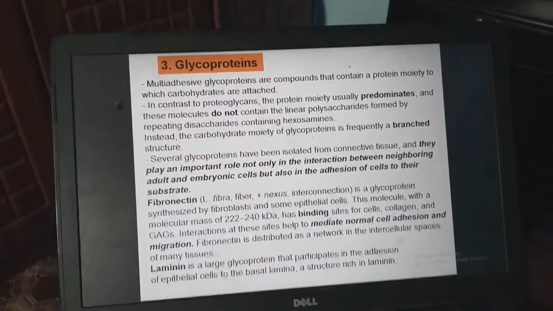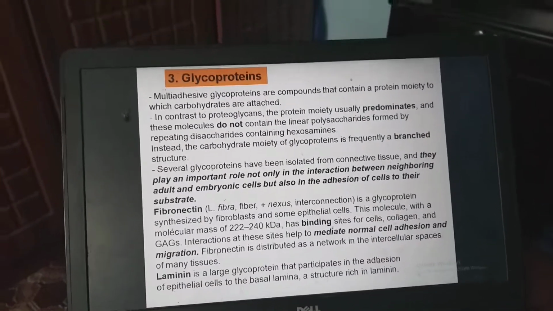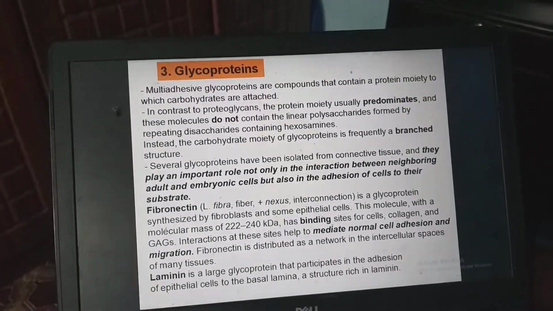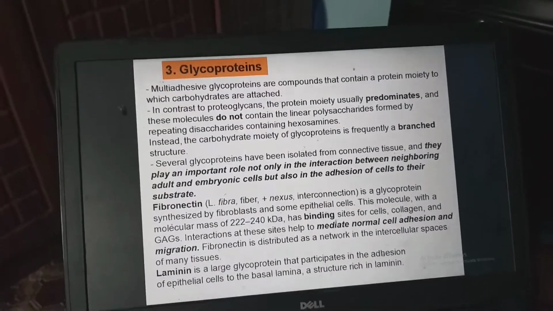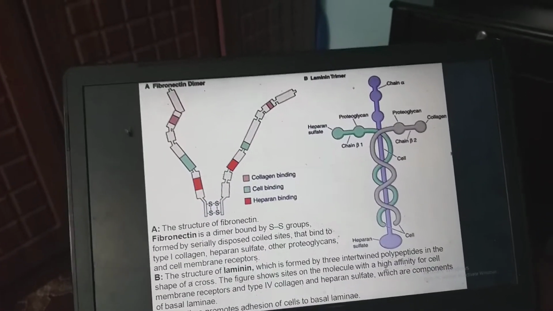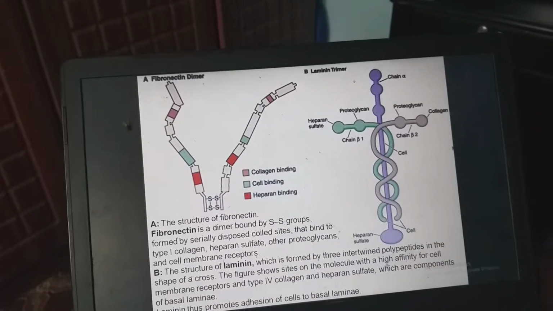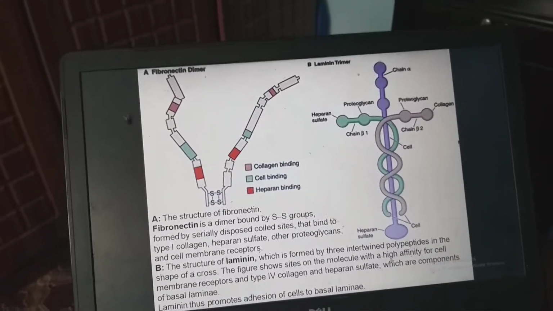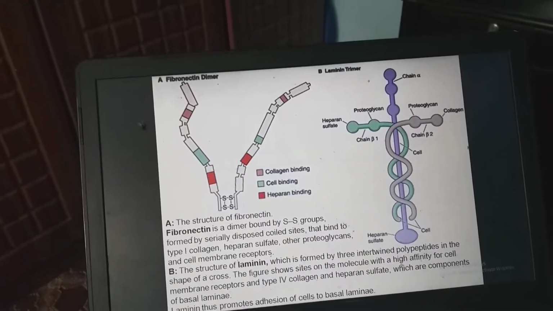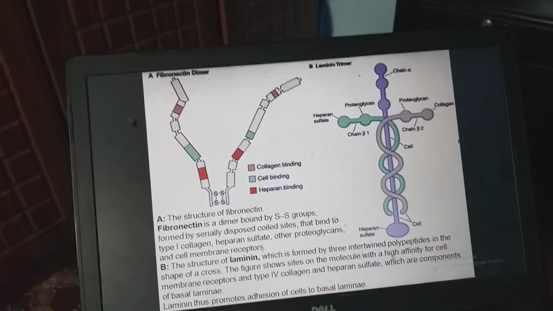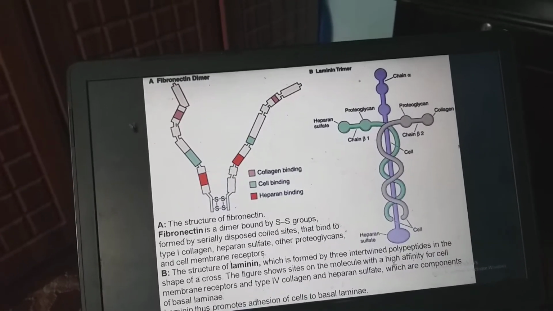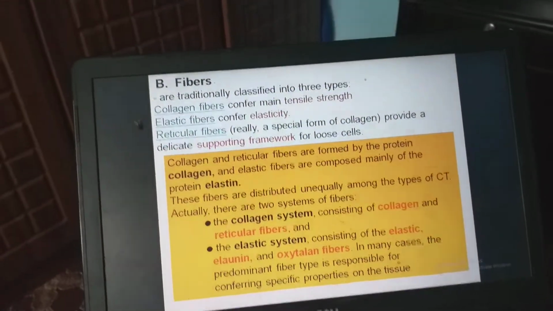Don't forget the major three components of the basal lamina that we have discussed previously. It is used for adhesion, like fibronectin and laminin, which are components of the basal lamina. Observe structurally what fibronectin looks like on the left side, and what the laminin trimer looks like on the right side. So these are their structural components, which are used for attachments. Don't forget, both of them are components of the basal lamina.